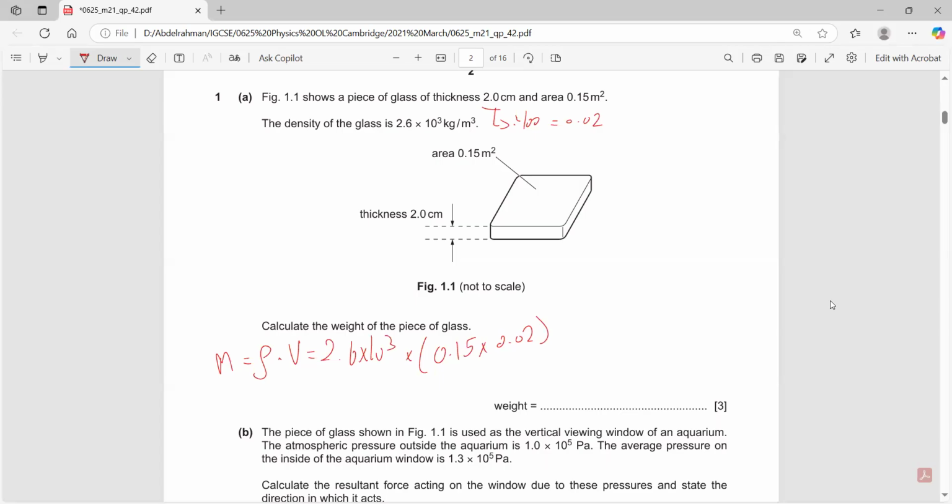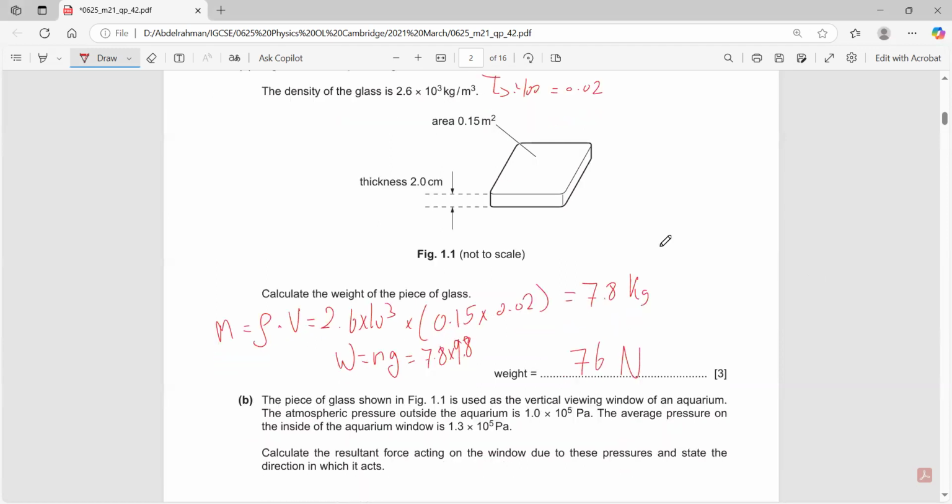2.6 times 10 to the power of 3 times 0.15 times 0.02, 7.8 kilograms. Can I find the weight? Yes, weight equals mg. 7.8 times 9.8, which is 76.44, or just 76 newtons.